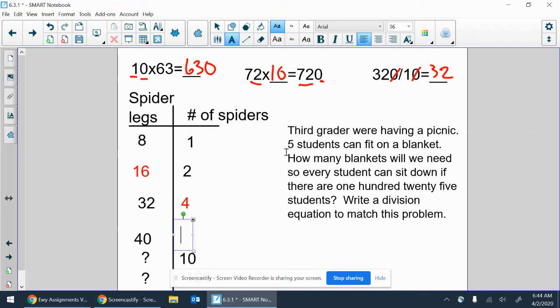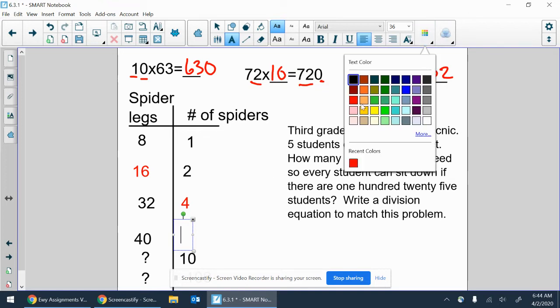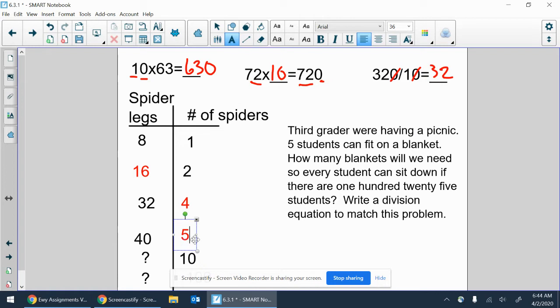What times 8 would give you 40 legs? So how many spiders? I see here 32 plus 8 more gets me 40. So that means I just added 1 more spider to it. So that's going to be 5.